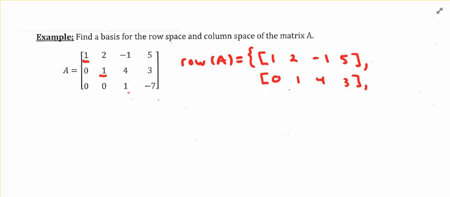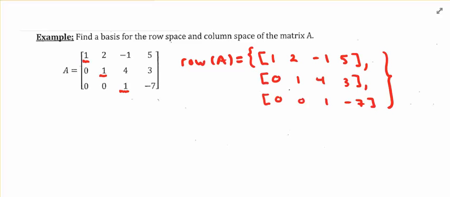And if you look at the third row, it too has a leading 1 in it. So all of row 3 is going to be a basis vector for the row space. So 0, 0, 1, negative 7. And that right there would be the basis vectors for the row space. Now the row space isn't just these three vectors, it's actually the set of all linear combinations of these three vectors, so it's a lot larger. But these would be the vectors that help to form that space.